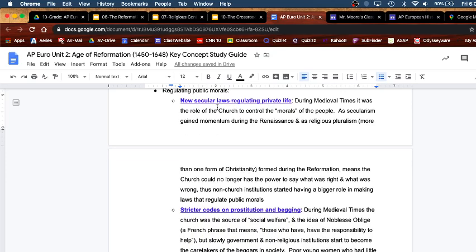Regulating public morals: new secular laws regulating private life. During medieval times, it was the role of the church to control the morals of the people. As secularism, that's non-church stuff, gained momentum during the Renaissance, and as religious pluralism, more than one form of Christianity, formed during the Reformation, the church could no longer have the power to say what was right and what was wrong. Okay? Thus, non-church institutions started having a bigger role in making laws that regulated public morals.